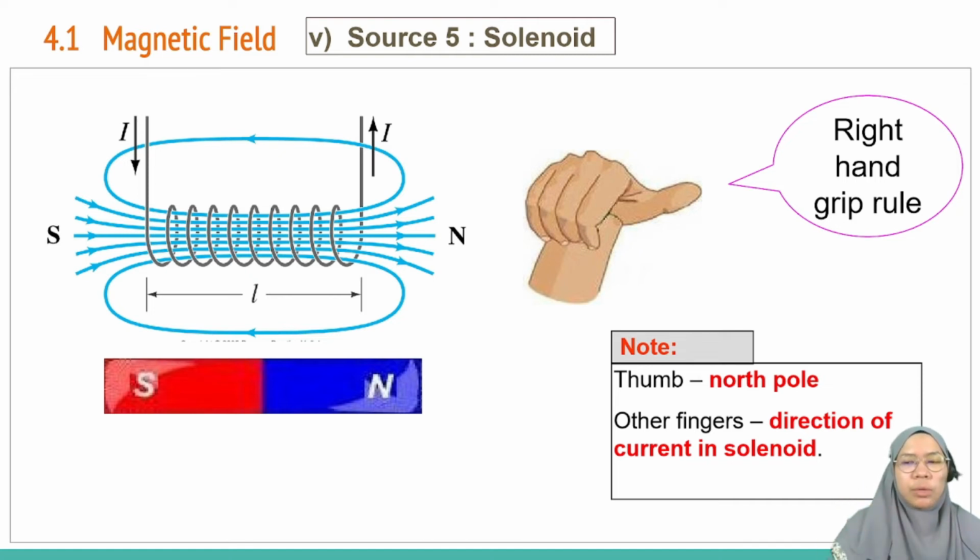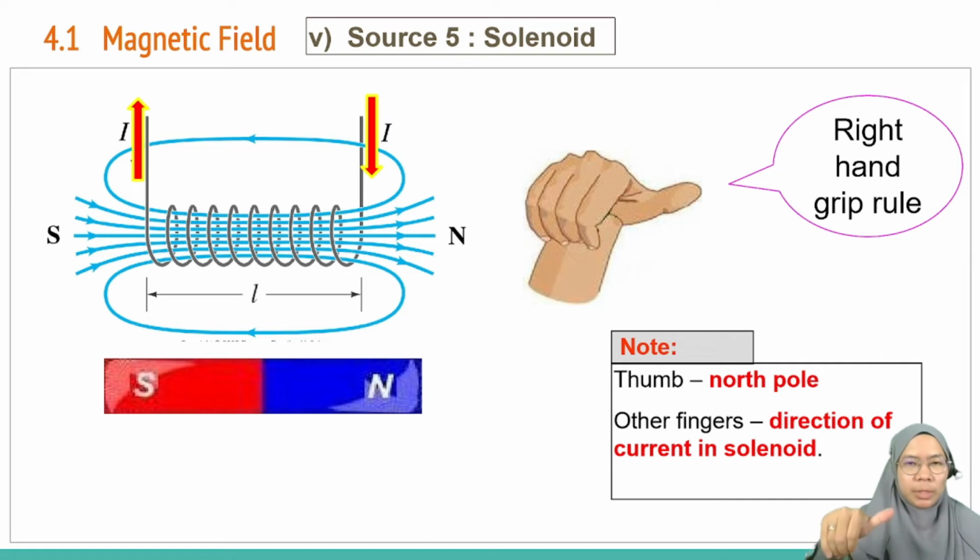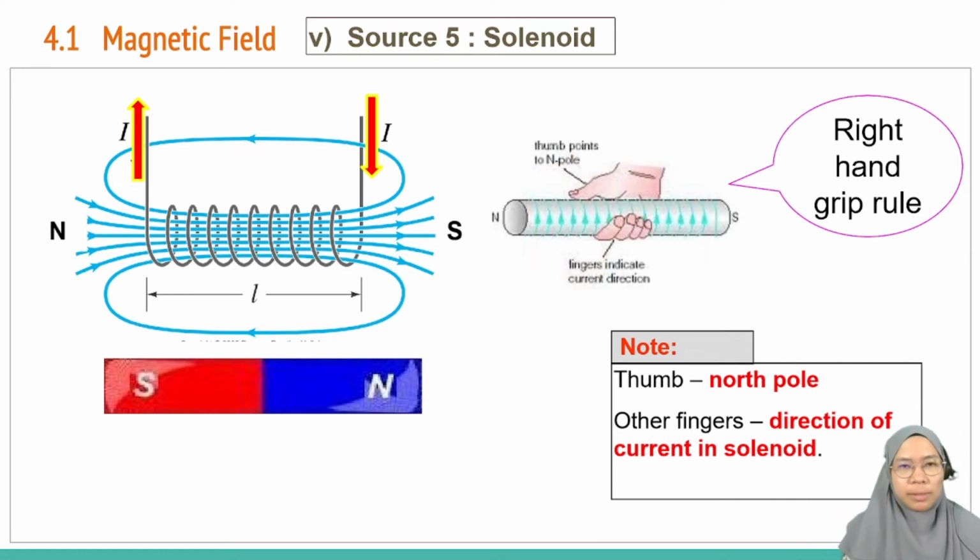Let's say we change the direction of the current. Current coming in from the right hand side, up, down, up, down, up. So your hand should follow down, up. Now the north pole is on the left hand side. So practice using your right hand grip rule.